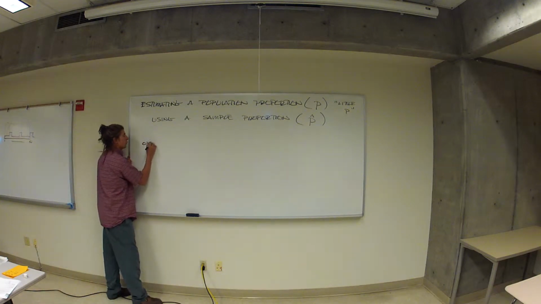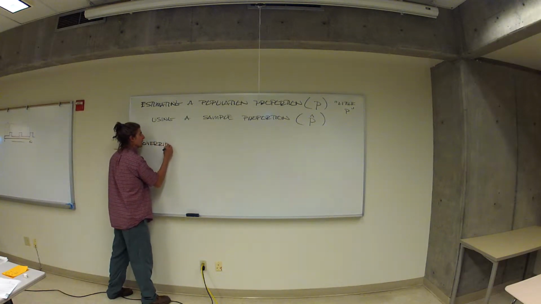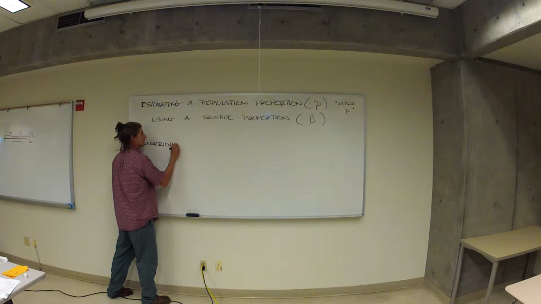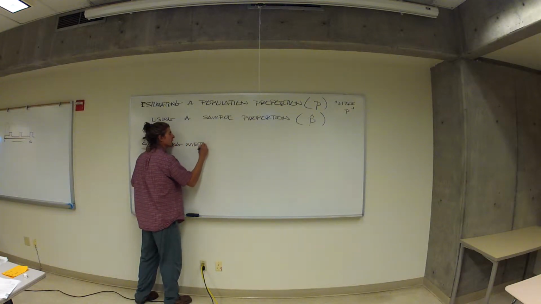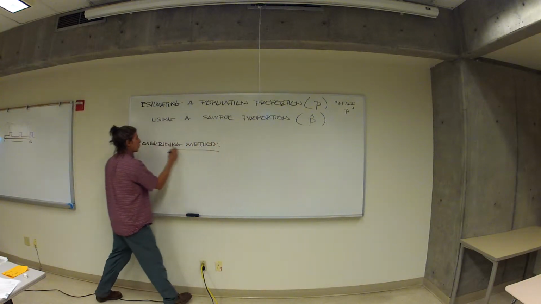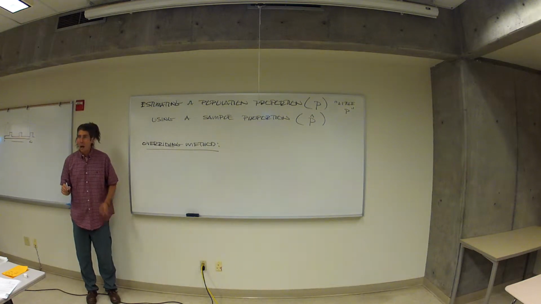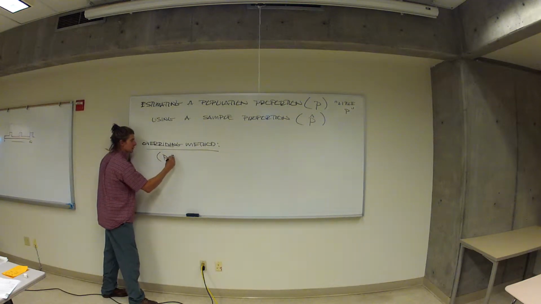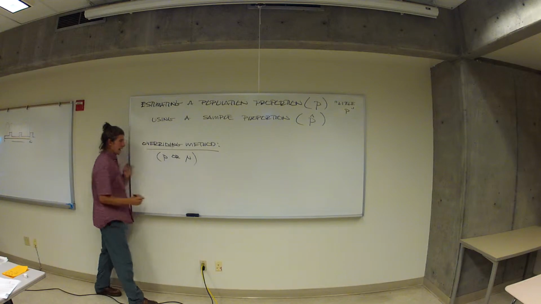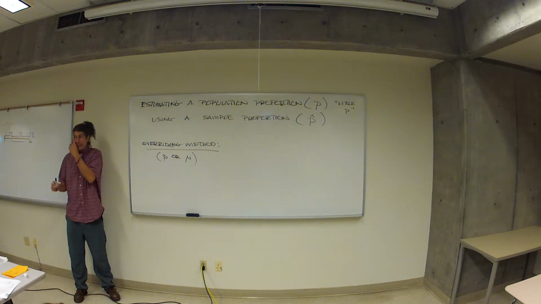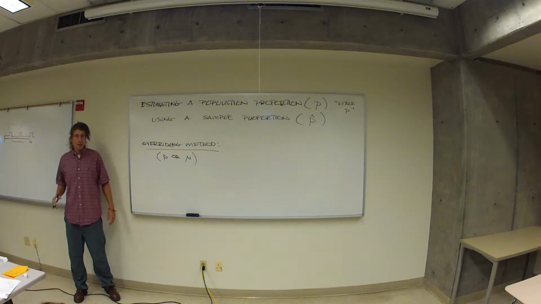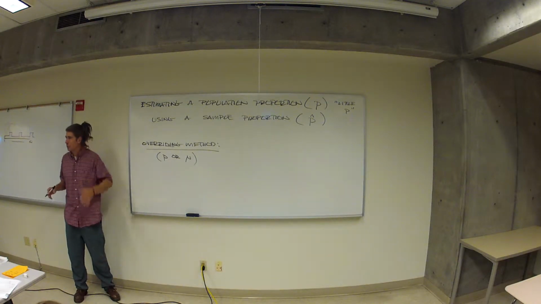The overriding method, I was going to say goal, method, is the same whether you're talking about a population proportion or a population average. So these three steps I'm just about to give you are going to hold true not just for today's proportion, but also for Tuesday and Thursday's means.